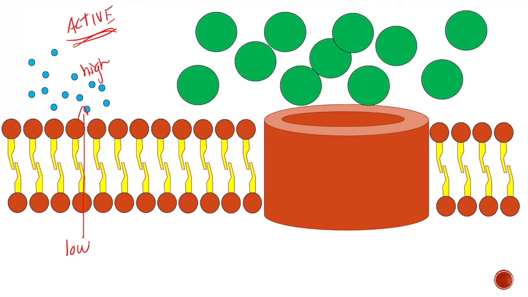This could happen through a channel protein as well. So we have a whole bunch of big green molecules over there, and only two through here. Again, it would want to flow naturally this way, but we're going to pump it in the opposite direction and go from low to high. And this is active because it requires energy to put it in the reverse direction.